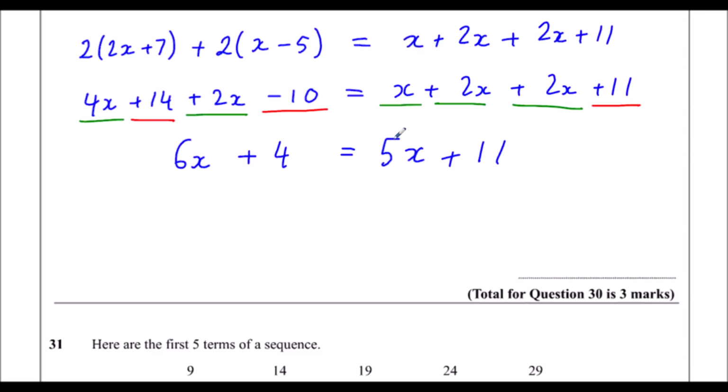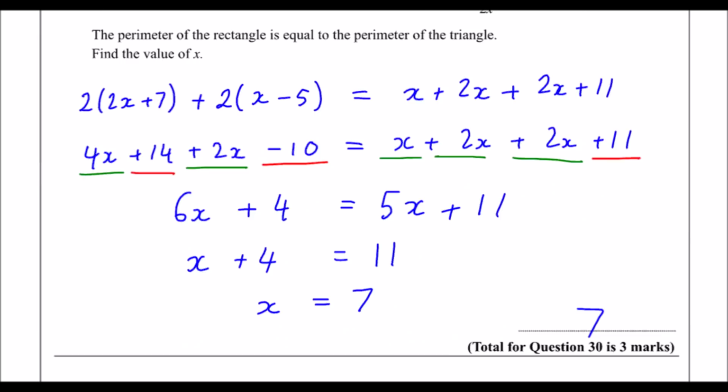So it's gone from this side. 6x take away 5x is just 1x. So x plus 4 equals 11. Now to get x by itself, I need to take away 4 from both sides. 11 take away 4 is 7. So x is 7.